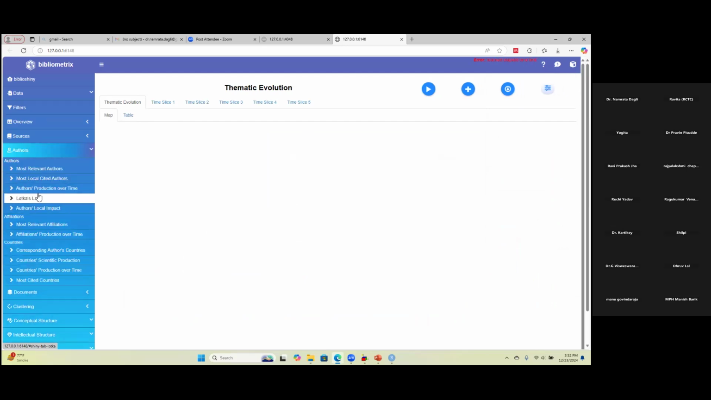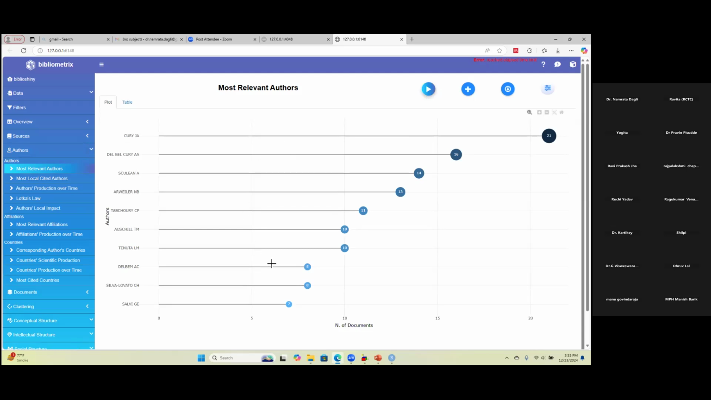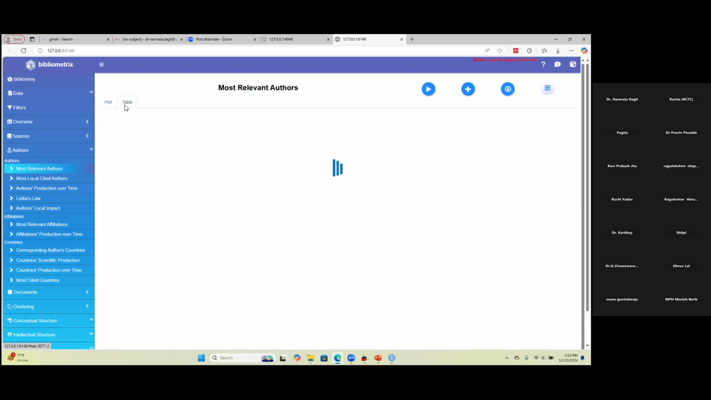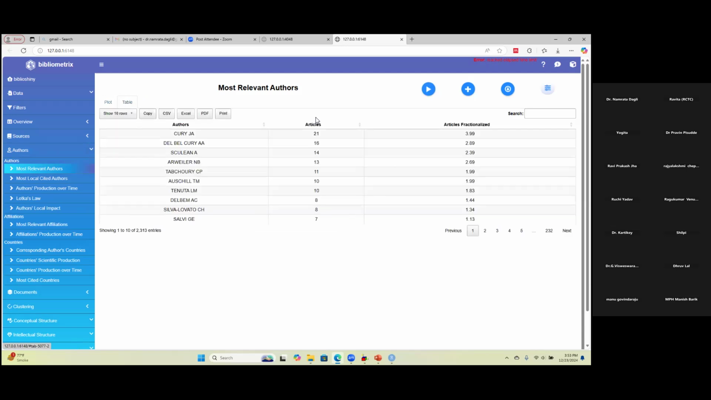Now this is, as I said, the most relevant authors. I've already shown you one graph like this. You can also use these details in tables. You can export them in CSV format, Excel format, PDF. You can recreate these graphs by downloading it in Excel, and then you can create the graph as you want using Excel features.